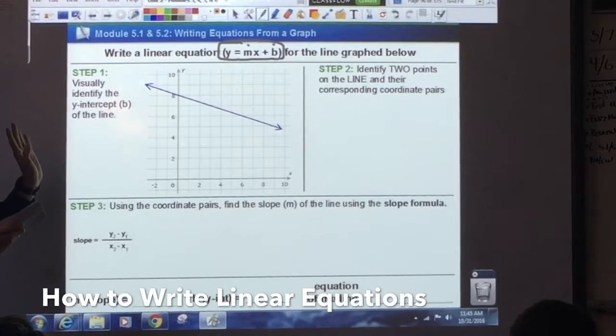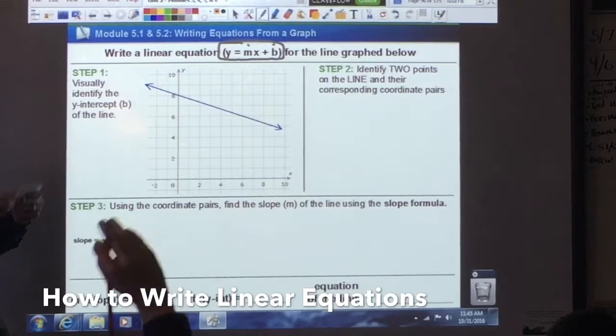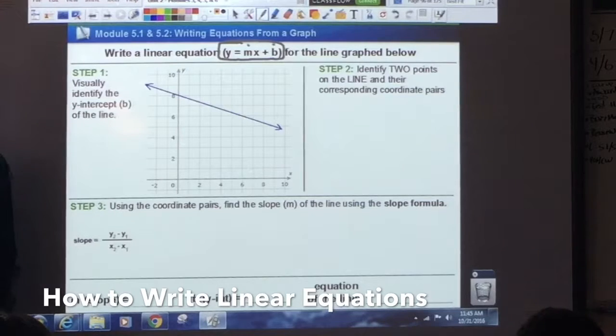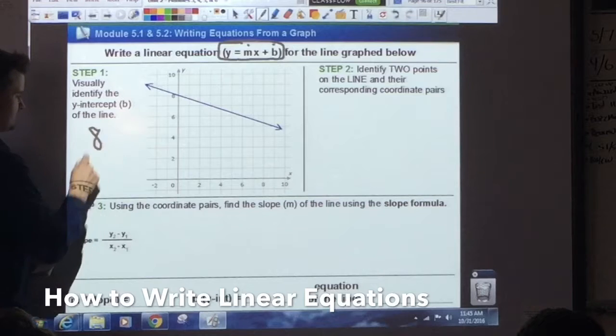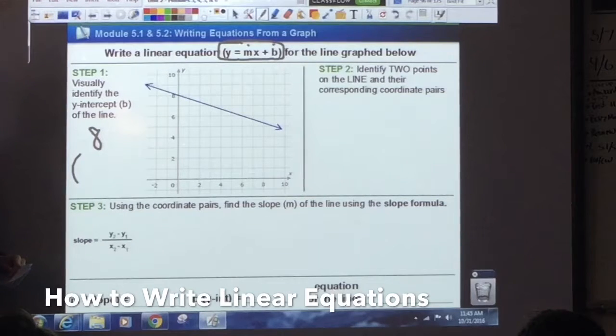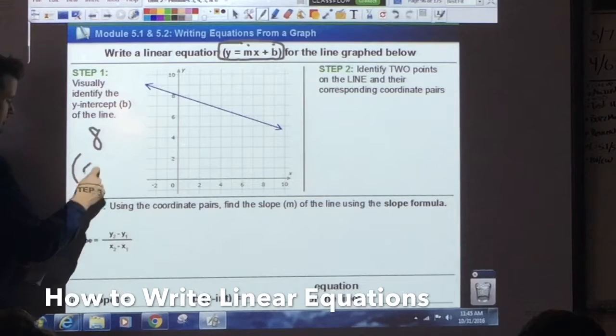The good thing is, one of those is very easy to find. Which one of those is very easy to find, Jason? The m or the b? The b. What is the b? The b is the y-intercept. So looking at this, what's the y-intercept? 8. So the y-intercept is 8. Specifically, it's the coordinate pair. What's the coordinate pair? 0, 8.